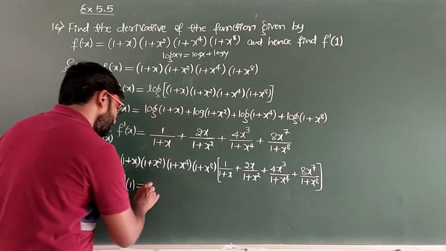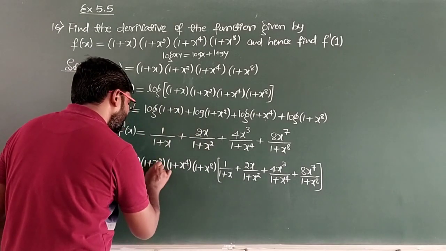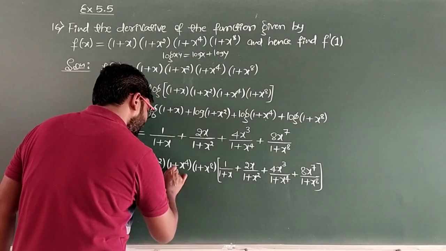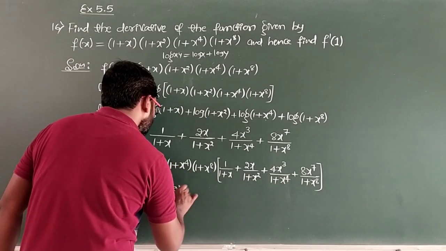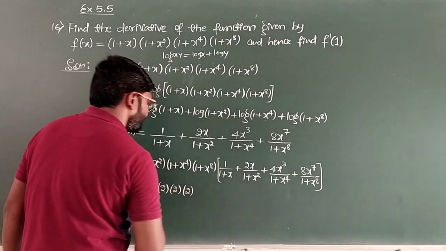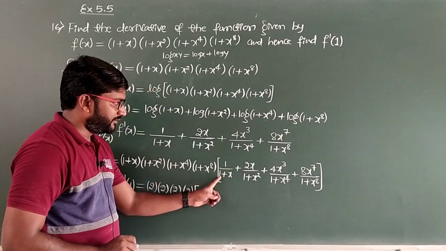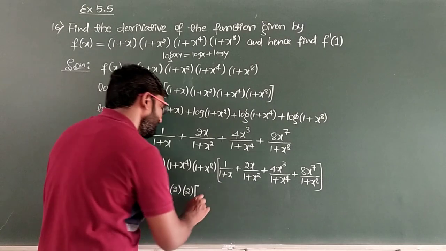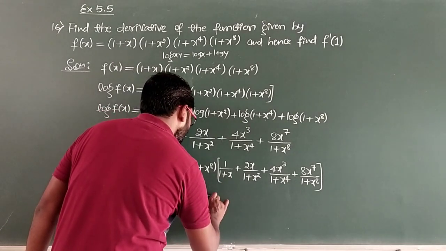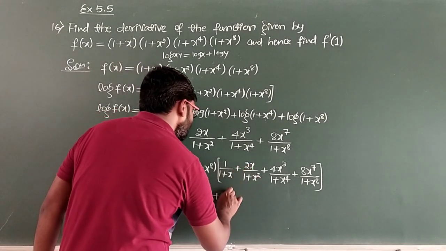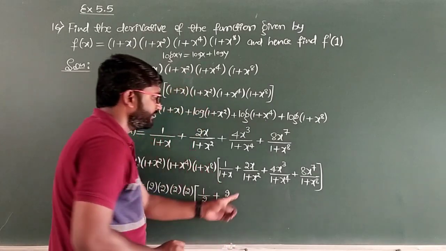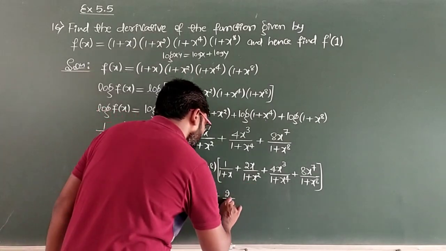1 plus 1, it will be 2. Then again 1 plus 1, 2. Again we get 1 plus 1. So now here 1 divided by 1 plus 1, it will be 2. So 1 by 2 plus 2 into 1, it is 2, divided by 1 plus 1, which is again 2, plus.